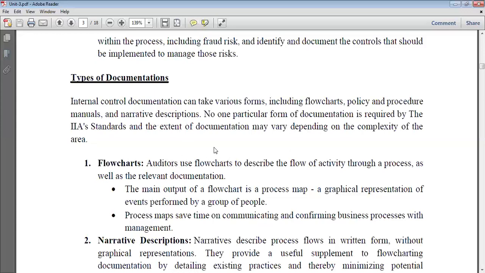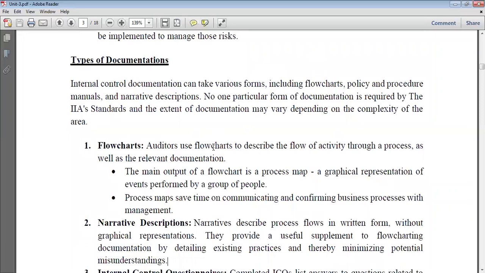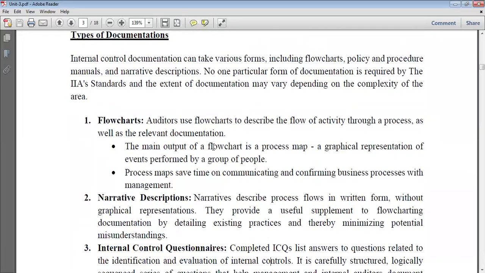Auditors use flowcharts to describe the flow of activity through a process as well as the relevant documentation. The main output of a flowchart is a process map, a graphical representation of events performed by a group of people. If any performance is there, it shows in graphical format. Why are we showing the graphical format? It is easy to understand whatever information or internal records there are. On a flowchart basis, yearly, annually or quarterly, they are representing the data. That reason only, we have to consider flowchart documentation. A process map saves time, helps communication, and helps confirm the business process with management.